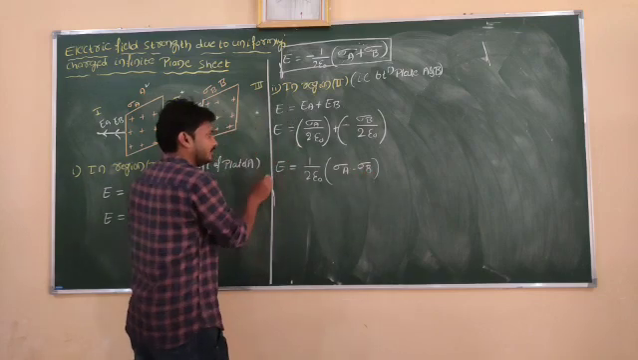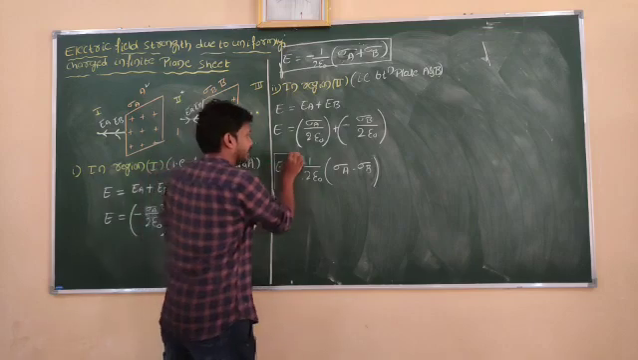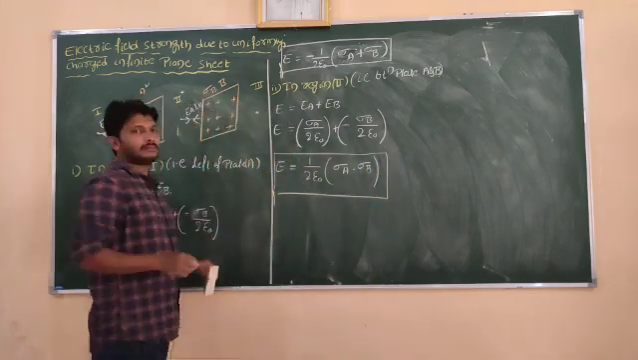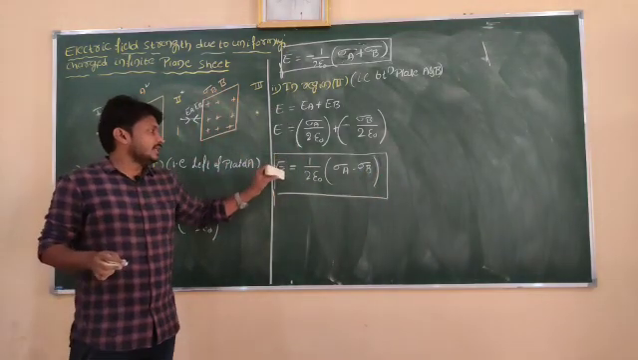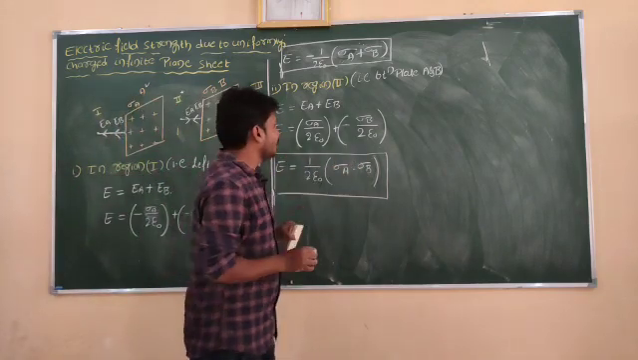What is the value of electric field strength between plate A and plate B? It is equal to, so E is equal to 1 by 2 epsilon naught times sigma of A minus sigma of B here.